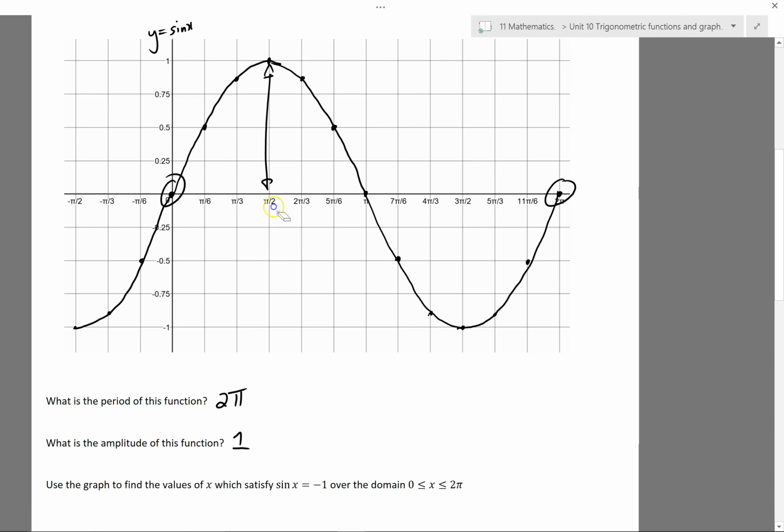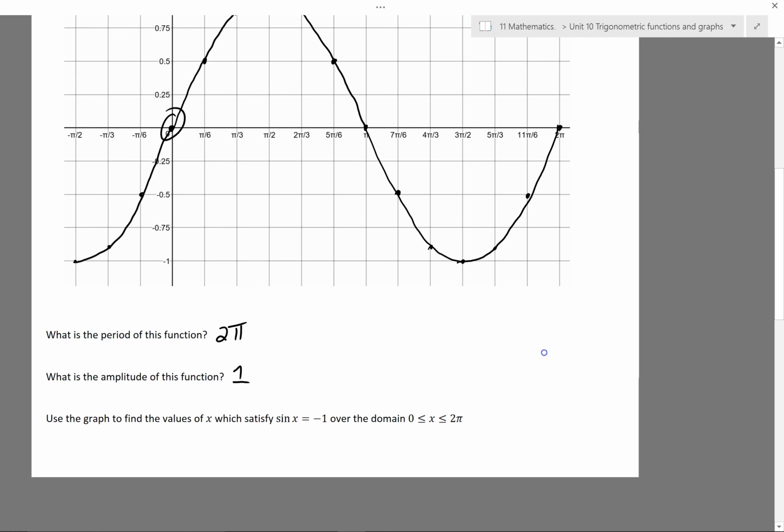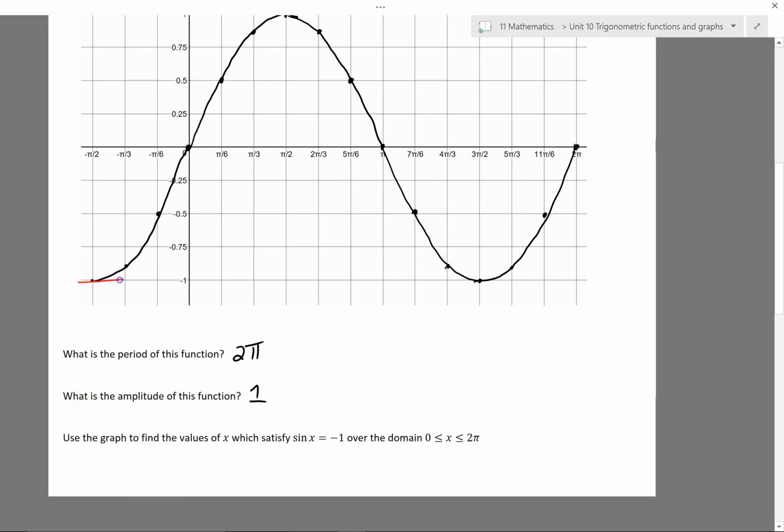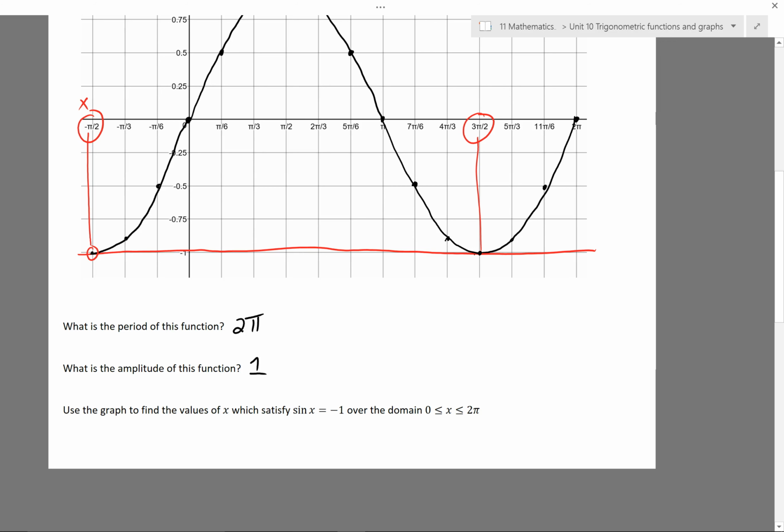Okay, and the final one, sort of looking forward, use the graph to find the values of x which satisfy sine x equals -1 over this domain. So I'll find where -1 is and draw my horizontal line, looking for angles x which have a sine value of -1. So I've got this value and this value. I'm only looking for values between 0 and 2 pi, so I'll exclude this value since it's outside the domain. And all I have is an x value of 3 pi on 2.